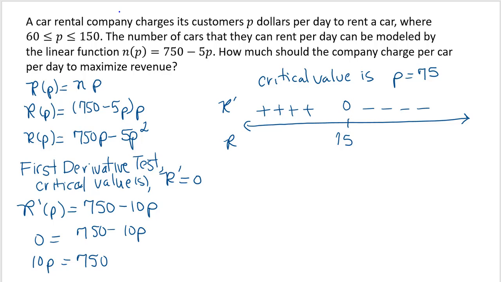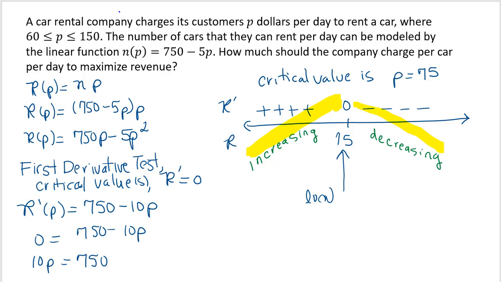Where the derivative is positive, we know that the function is increasing. Where the derivative is negative, we know that the function is decreasing. To say it another way, the function rises up to the critical value and then falls down from the critical value. This shows that by the first derivative test, P = 75 is indeed a local maximum.